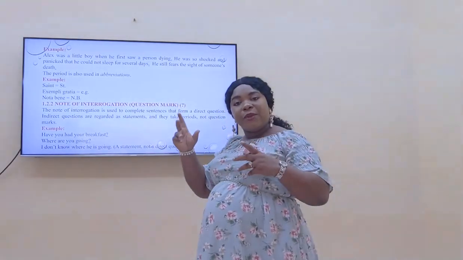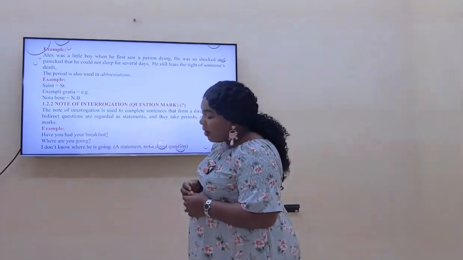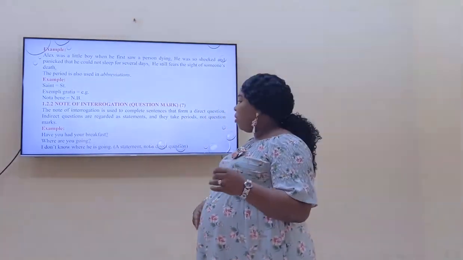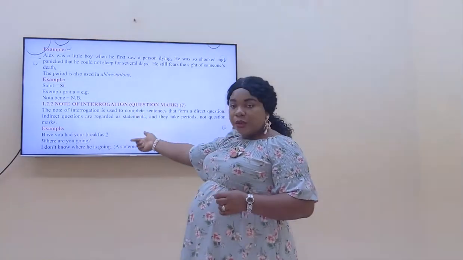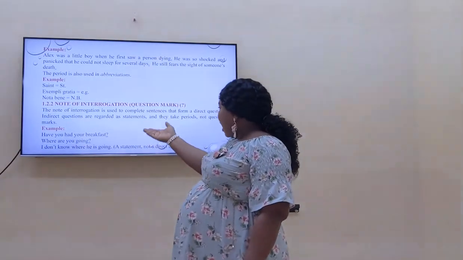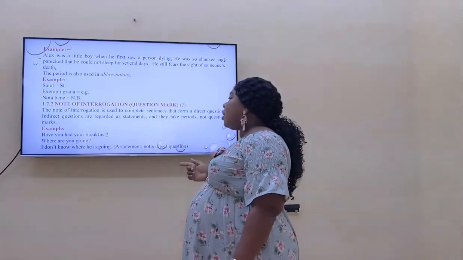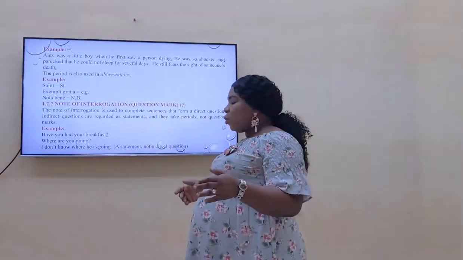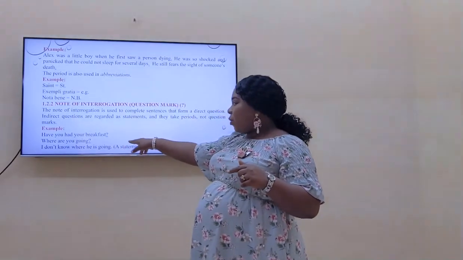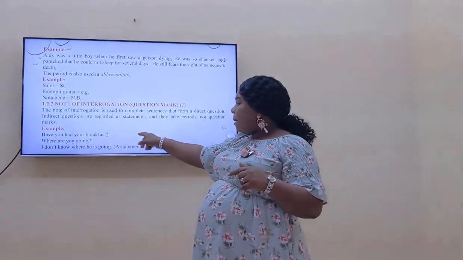So we're going to see the difference between the two of them. An example: Have you had your breakfast? That is a direct question. So of course, you're going to use a question mark at the end of that sentence. Where are you going? It's a direct question. You use a question mark. I don't know where he is going. It's a statement, right? So you don't have to use the question mark. That is an example of an indirect question, okay, that goes with a period and not a question mark.